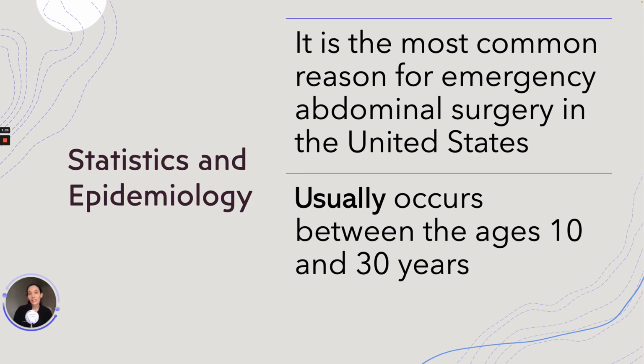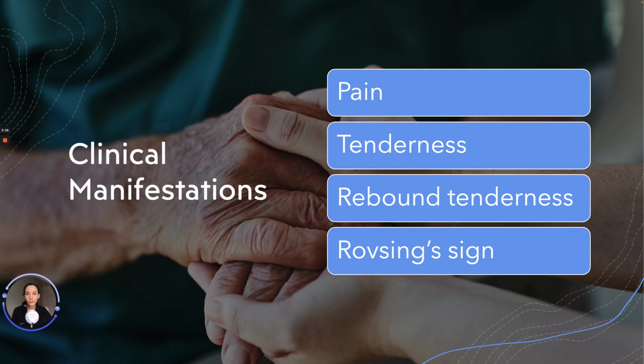So some statistics. It's the most common reason for emergency abdominal surgery in the United States, and it occurs usually between ages 10 and 30. Clinical manifestations that we'll see include vague epigastric or periumbilical pain that progresses to the right lower quadrant pain, usually accompanied by a low-grade fever, nausea, and sometimes vomiting.